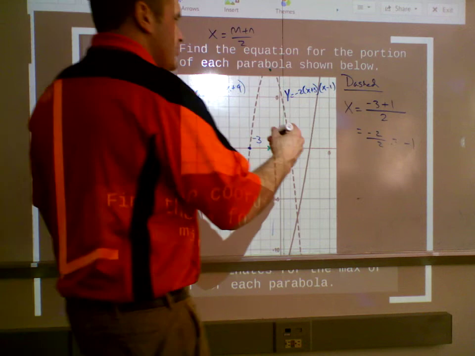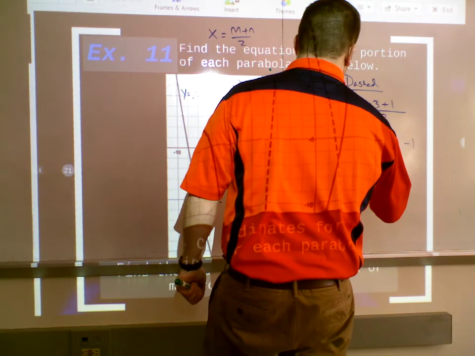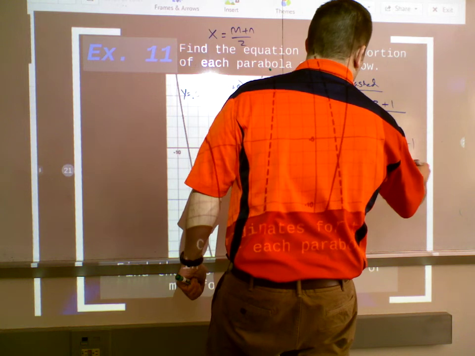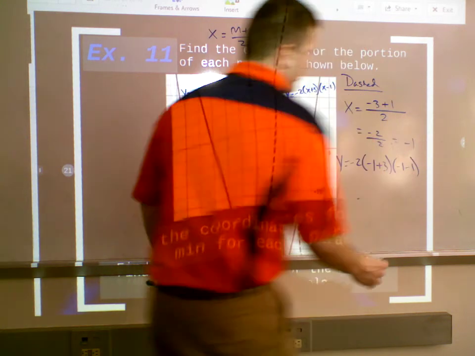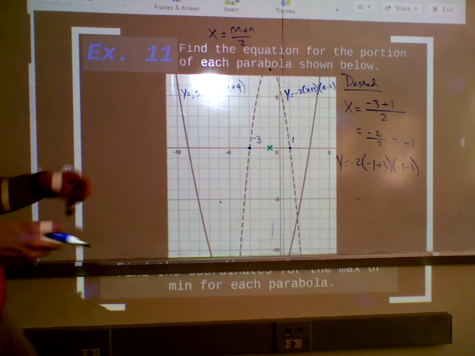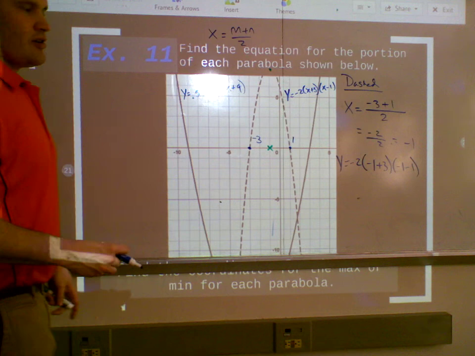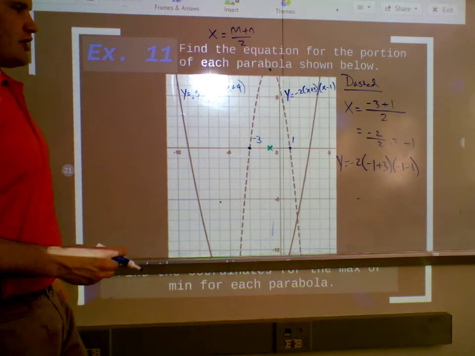-1. So if we do this, y equals -2 times (-1 plus 3) times (-1 minus 1), then we will find the y coordinate of the maximum. You can plug it in and do it in one step in your calculator: -2, parentheses, -1 plus 3, close parentheses, open the next one, -1 minus 1.